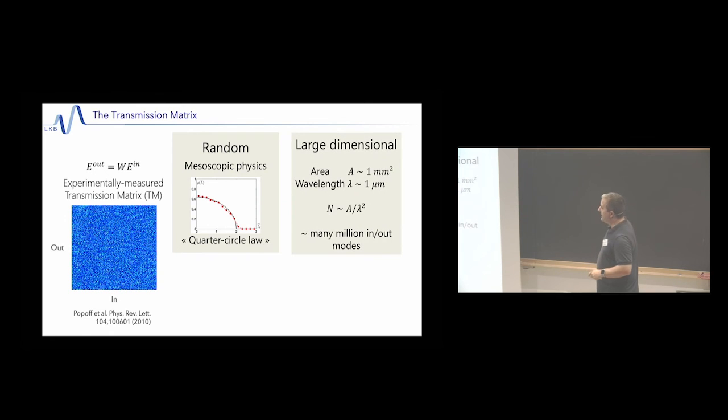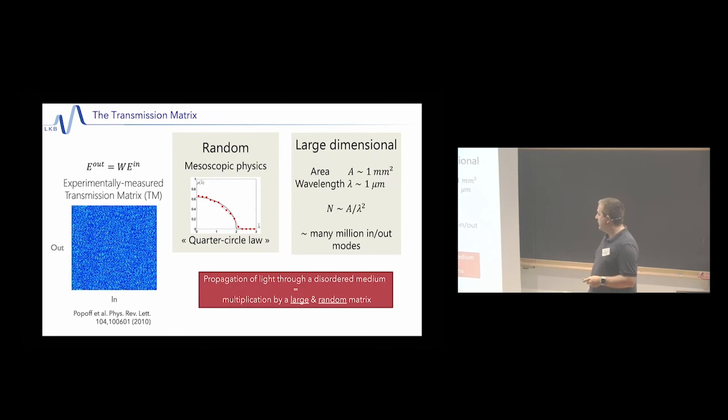And it's also very large. You have many, many pixels on your SLM and camera, and the system itself has many, many modes that it can sustain. It has as many modes as diffraction spots on the area of the system. So you typically have millions of input and output modes. So you can understand the propagation of light through a disordered medium as a multiplication by a very large random matrix. Okay. The question is, what do you do with that?